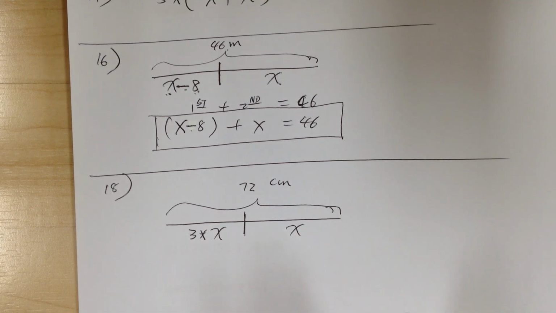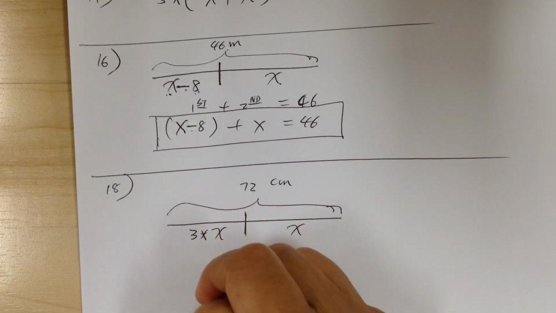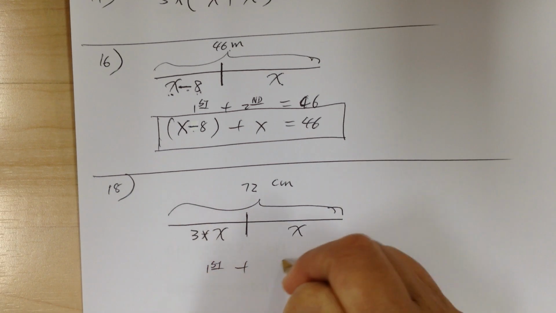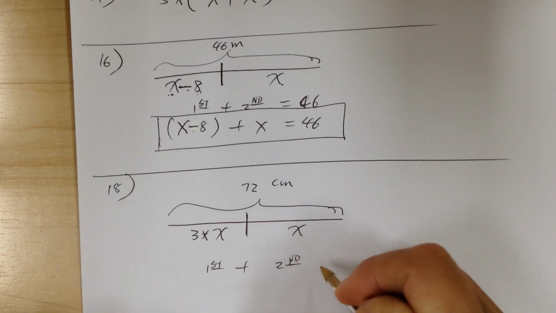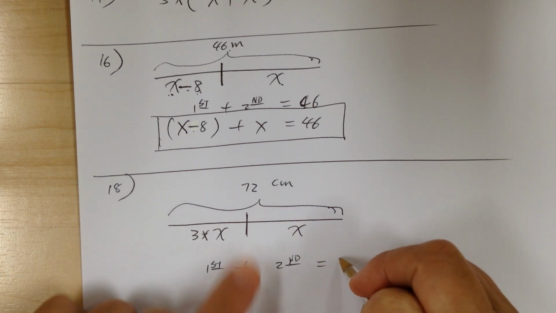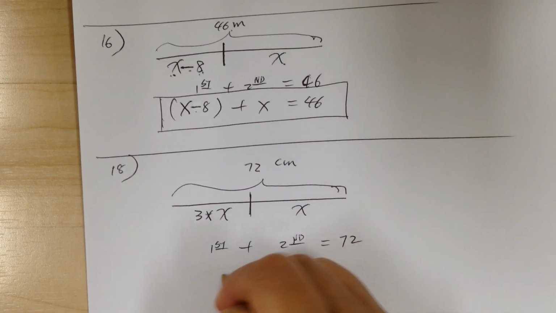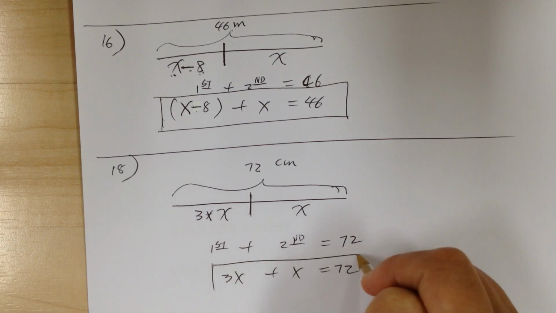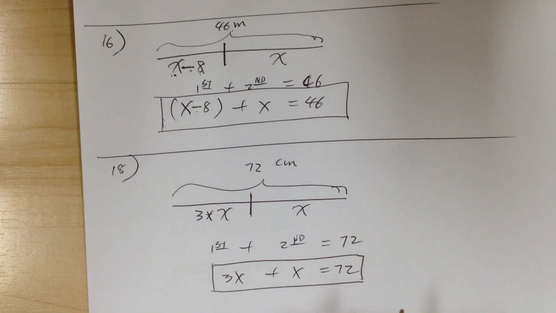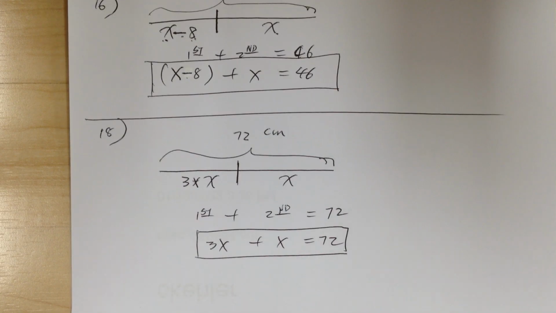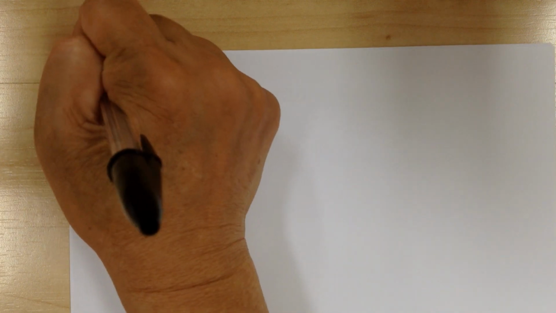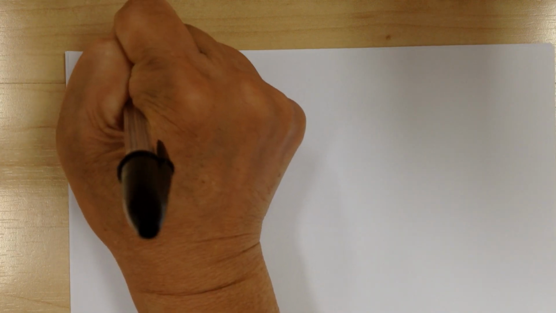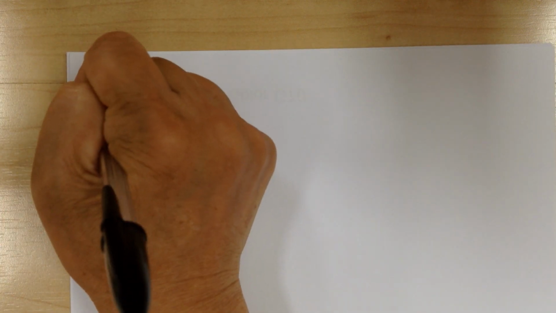So it'd be X. By looking at that, you can see that the first piece plus the second piece, right? So first plus second piece will equal the total of 72. So you're going to get 3x plus x equal to 72. And that's how you translate into equations. Okay, let's go to the next one.